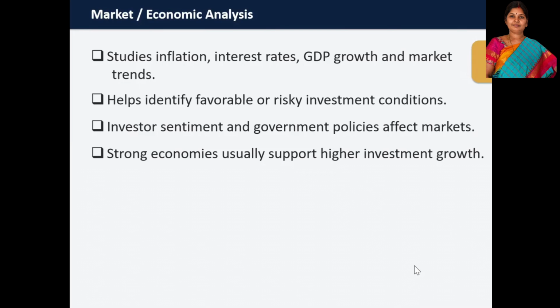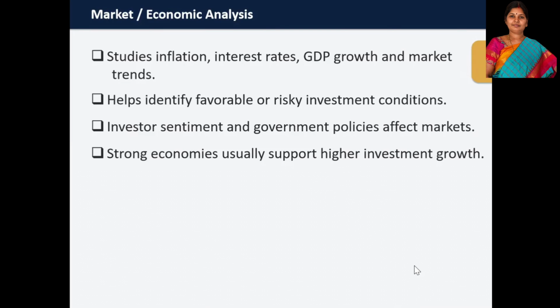are risky investment conditions. So based on that, this will enable us to know when to invest our money in the market. Here we can also understand investor sentiments and what government policies are affecting markets. See, if there are any changes in government policies or rules and regulations, that will definitely affect the markets. So we have to see about this also in detail.